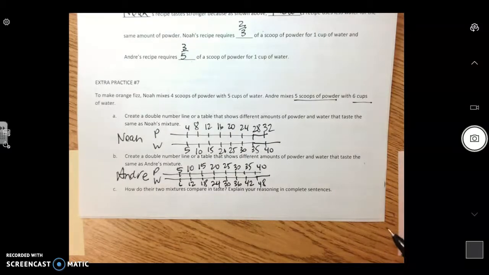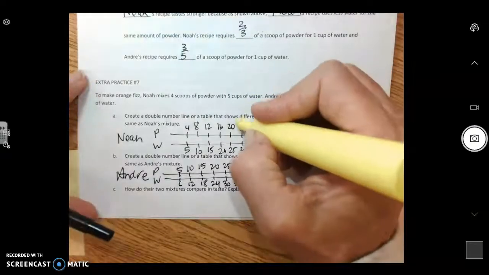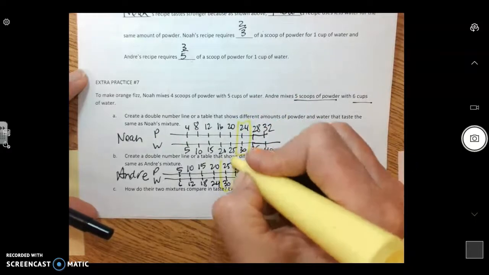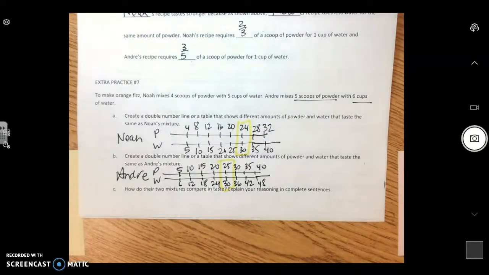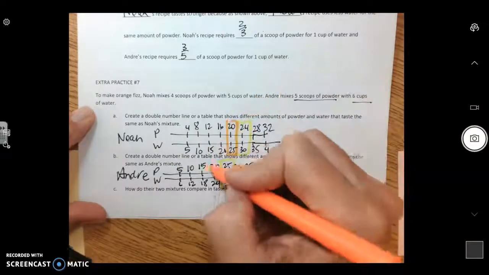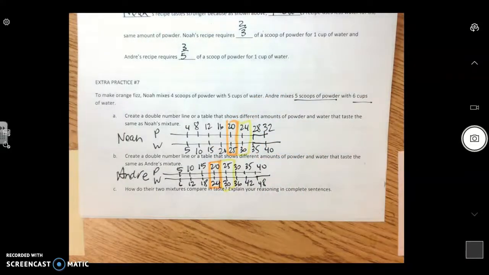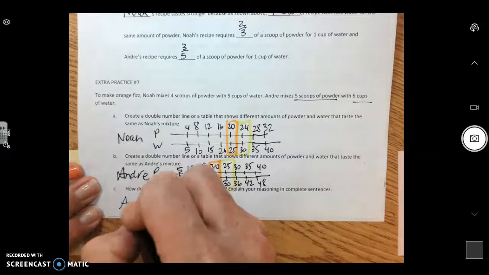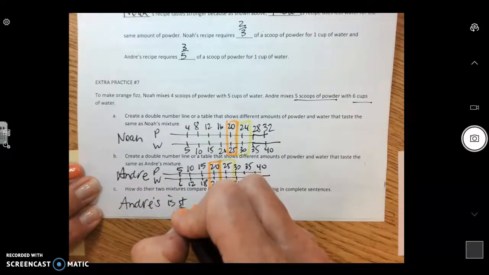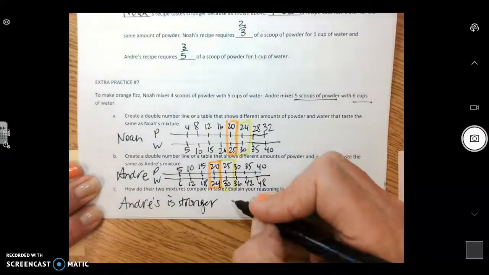We're looking for something where they are the same amount of water. I see it, 30 for here. This is where their water is the same. So you can see, again, Andre uses more scoops of powder than Noah does. He uses 25 and Noah uses 24. And if we kind of look to see right next to it where the powder's the same, here's where they're both 20. And you can see that Noah uses more water. Andre does not use as much water, so Andre's is stronger. Stronger flavor.